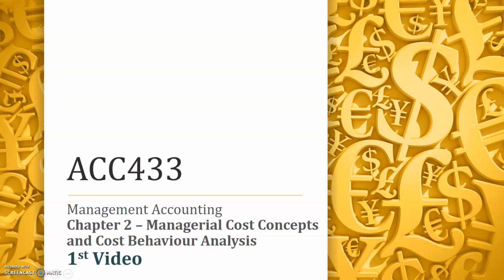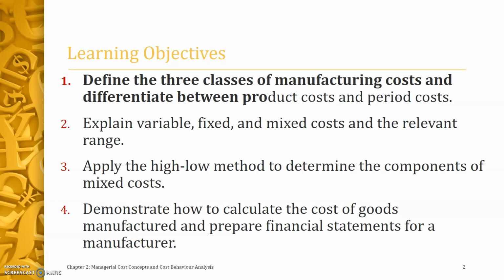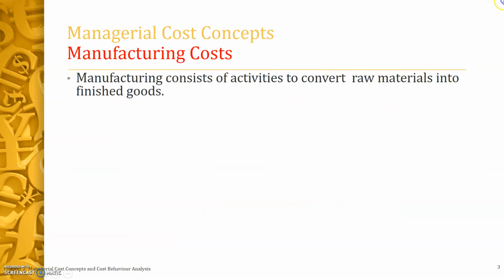This chapter explains various managerial cost concepts that are useful in planning, directing, and controlling. It also presents cost flows and the process of cost accumulation in a manufacturing environment. In this video, we will review learning objective number 1, define the three classes of manufacturing costs, and differentiate between product costs and period costs.